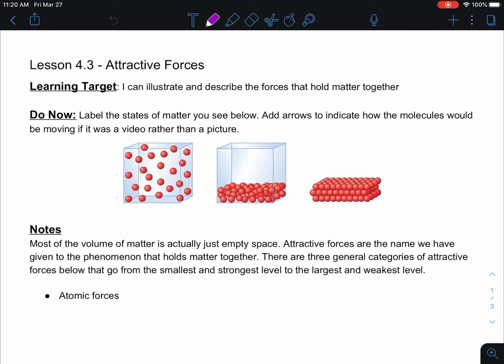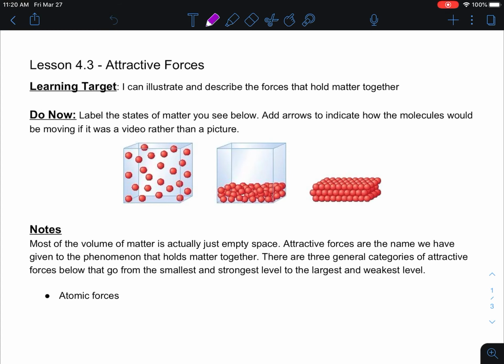Quick review from yesterday, though. Draw the states of matter you see below, or label the states of matter you see below. Add arrows to indicate how the molecules would be moving if it was a video rather than a picture. Pause the video for a moment and go ahead and add in some arrows to these. Come back in a minute or so after you've added some arrows as to how they would move. Think back to the simulation yesterday when they were actually moving, and add in arrows that you think would depict that. So pause now.